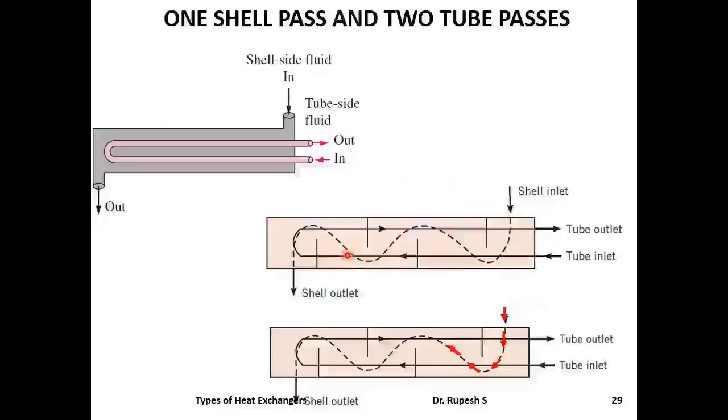Here shell fluid passes only once through the heat exchanger, represented by red color, whereas tube fluid, represented in blue, is rerouted and made to pass twice through the heat exchanger. So here we have only one pass of shell fluid and two passes of the tube fluid. So this is known as one shell pass and two tube passes type heat exchanger.